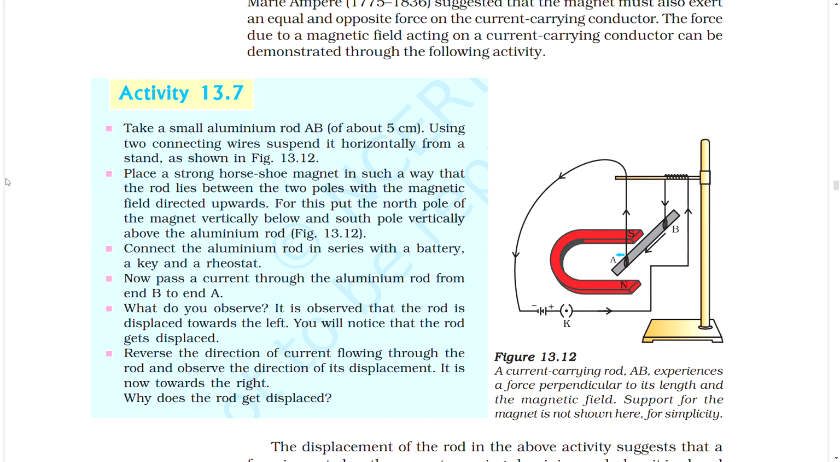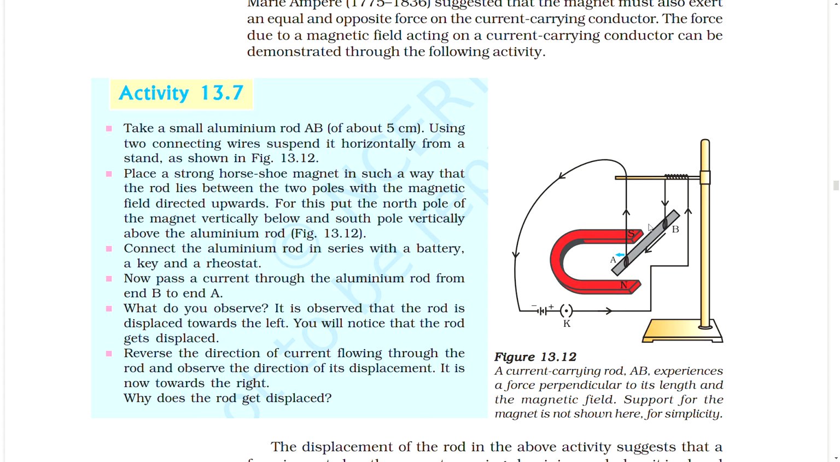Place a strong horseshoe magnet in such a way that the rod lies between the two poles with the magnetic field directed upwards. For this, put the north pole of the magnet vertically below and the south pole vertically above the aluminium rod. Connect the aluminium rod in series with a battery, a key and a rheostat. Now pass a current through the aluminium rod from end B to end A.